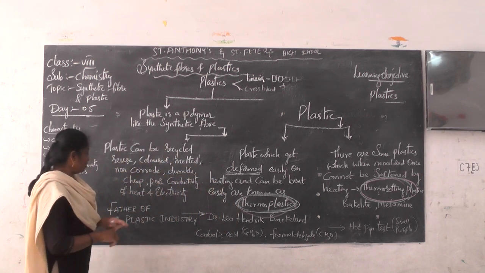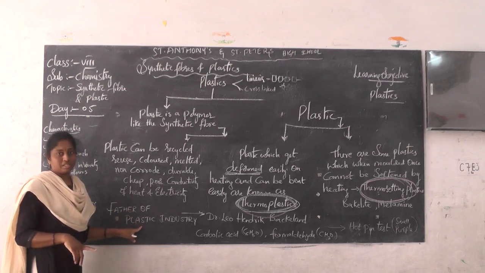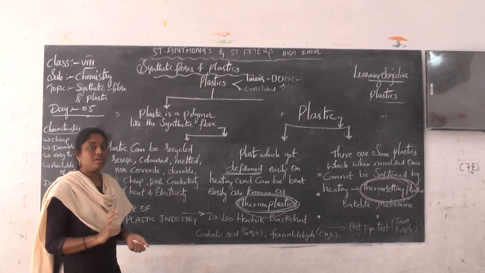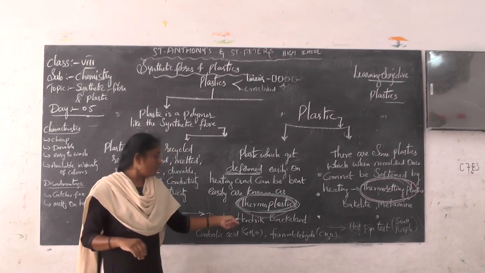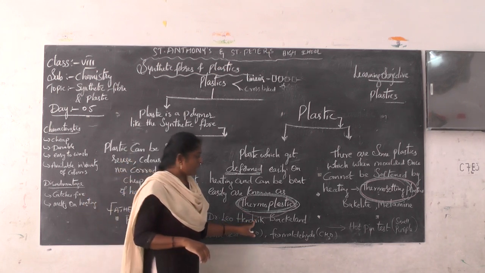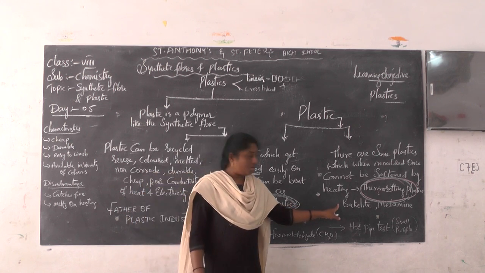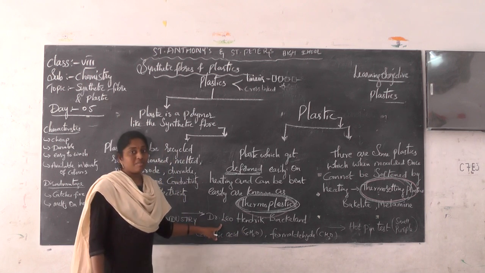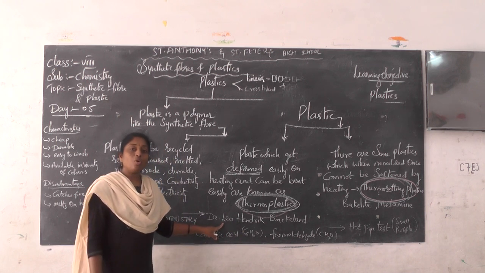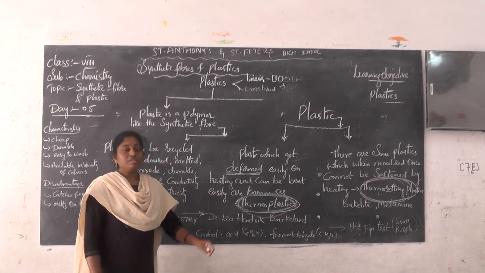Another thing we have to know is about the father of the plastic industry. The father of the plastic industry is Dr. Leo Hendrik Bakelite. He discovered Bakelite. Bakelite was discovered by a scientist known as Dr. Leo Hendrik Bakelite. So what did he do?